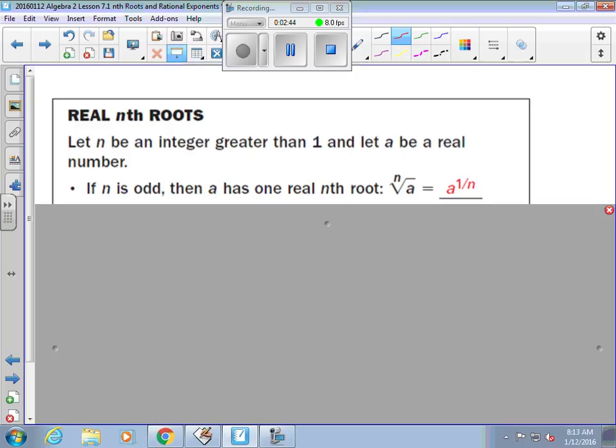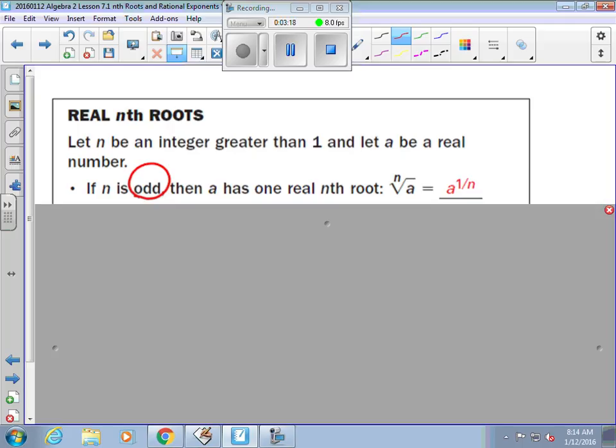Let n be an integer, so it's real nth roots. Let n be an integer greater than 1, and let a be a real number. So if n is odd, if you're talking about an odd root, think about what's going on with an odd root. That means it's multiplying by itself an odd amount of times. So think about just comparing 2 and 3. 2 is even and 3 is odd. When an even number is multiplied by itself an even number of times, there'll be 2 of them.